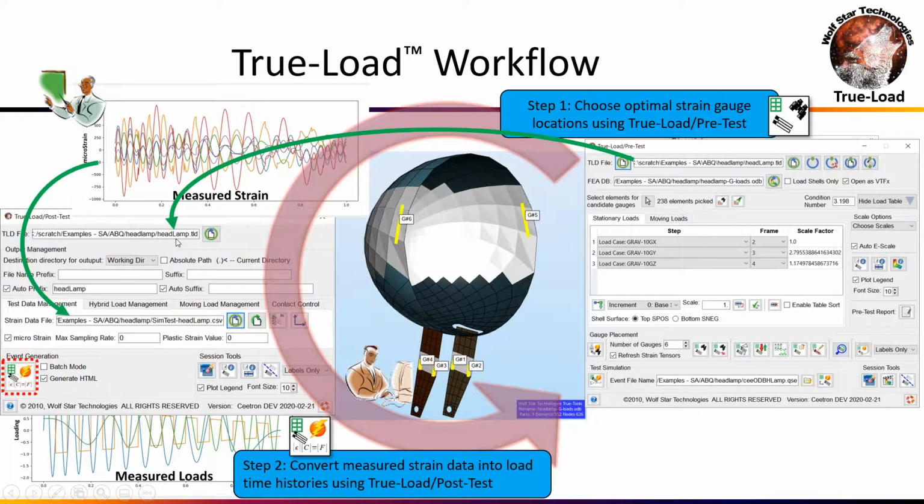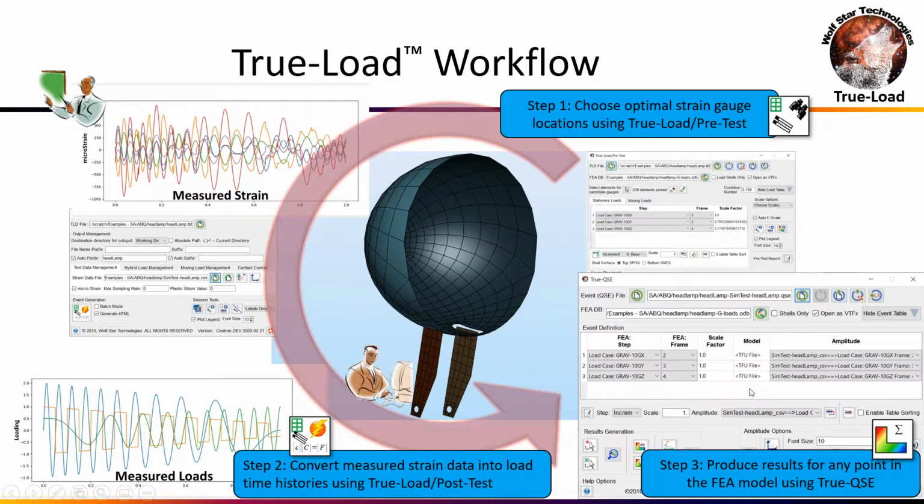And now that we've got the loads, TrueLoads goes back into the FEA model and pulls out simulated strains at the gauges and shows you measured strain versus simulated strain at each and every one of the gauges, so you can make sure that the loads you're putting in your FEA model are actually reproducing the strains that you measured in the field.